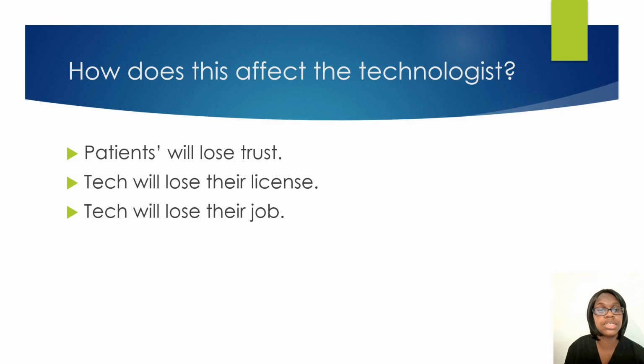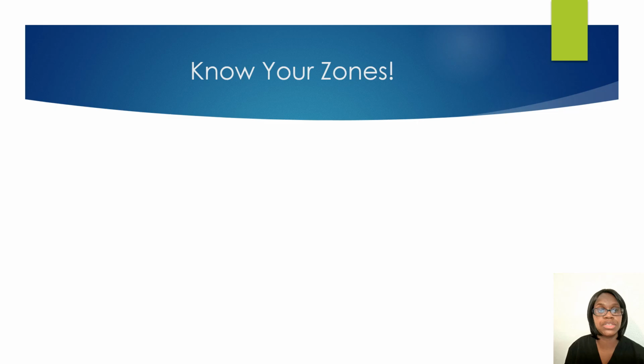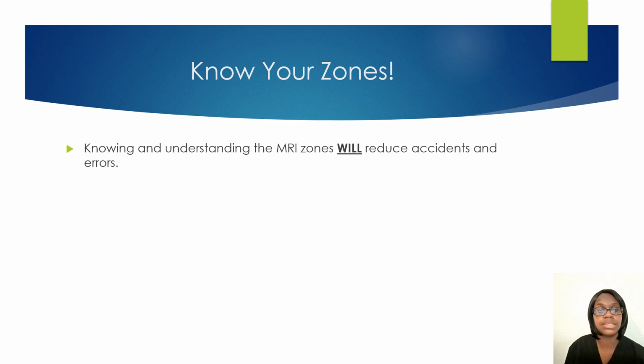So you want to make sure that you are following the safety guidelines and properly screening your patients, properly screening the family members, any medical staff that needs to go inside the room with the patient, even screen your doctors. Maybe they don't know about MRI safety or they don't know how severe it is. So you want to educate everyone. You want to make sure that you know your zones. Knowing and understanding your MRI zones will reduce accidents and errors. There are 4 zones. You have Zone 1, Zone 2, Zone 3, and Zone 4, and we will talk about them in the next slides.